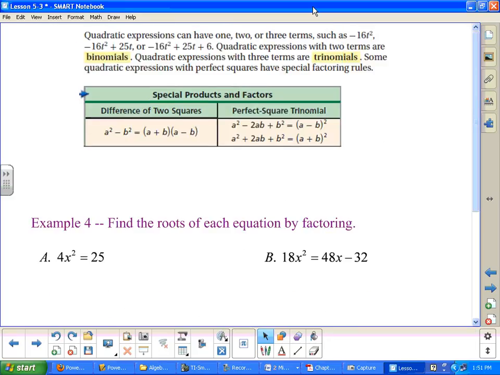Now, when we started this class, we talked about two other types of products. One of them was the difference of two squares, and the other one was perfect square trinomials. Both provide us with factoring opportunities. When we have binomials, lots of times we have difference of two squares, and sometimes with trinomials we have perfect square trinomials, and their factoring is right here. Just some reminder of them.